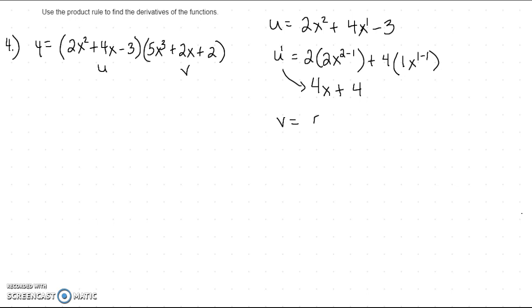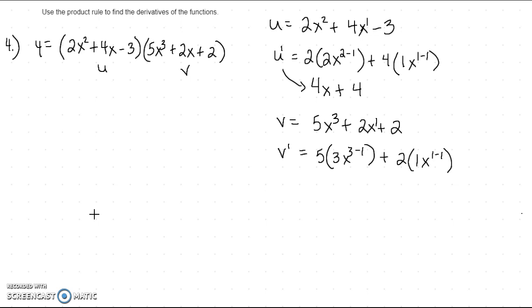V happened to be our second part there of our function, 5x cubed plus 2x plus 2. Again, we're going to take the power rule and find the derivative of v. So we're going to do 5 times our exponent, 3 times x to the 3 minus 1 power. And we're going to add that to 2 times our exponent again here is 1. So 2 times 1 times x to the 1 minus 1 power. And again, we do not need to include the 2 at the end because the derivative of a constant is always going to be 0.